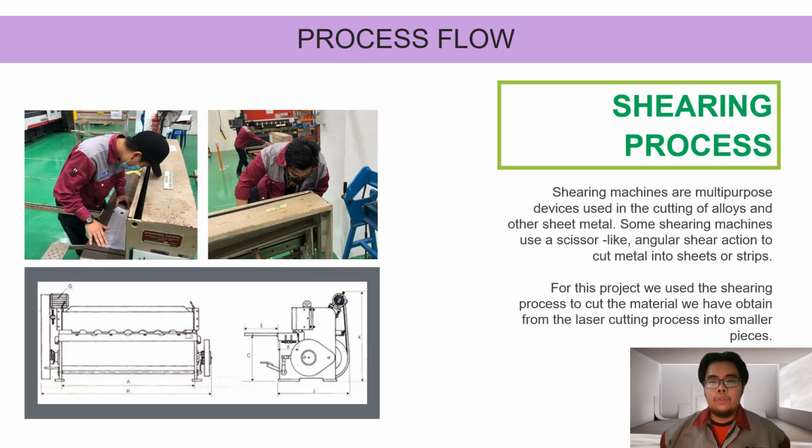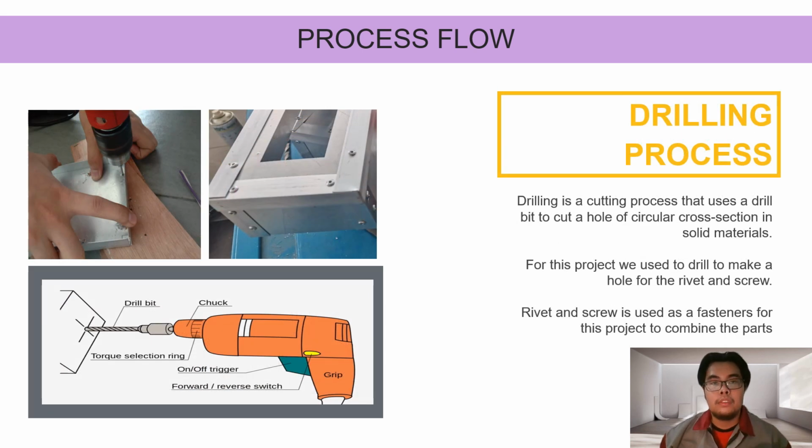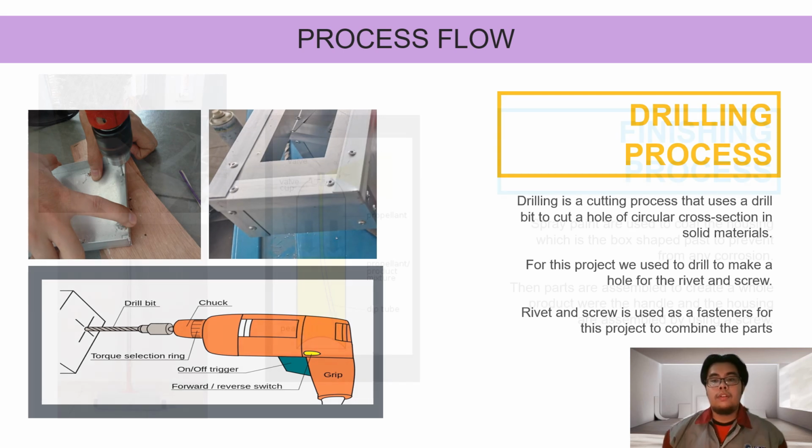Next, shearing. Shearing machines are multi-purpose devices used for cutting alloys and other metal sheets. We use this shearing process to cut parts of our product into smaller pieces. Next is the drilling process. A drill is used to make holes in the material of our product so that it eases the use of screws or rivets so that we can assemble the housing of our product.